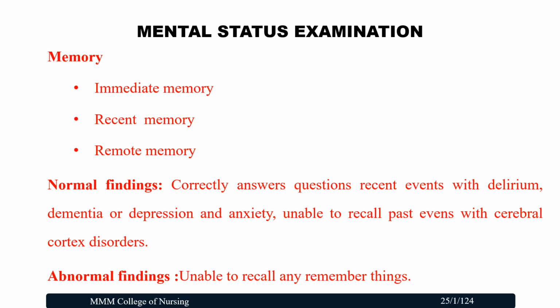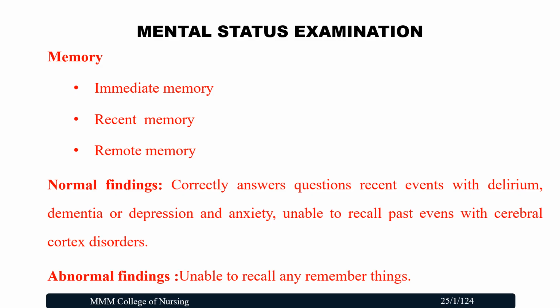Coming to the memory. Memory has three types: immediate memory, recent memory, and remote memory. In immediate memory, tell the patient that you want him to remember the name and object or number. For example, cat, cows, sun, watch, Chicago, and ask him immediately to repeat them.